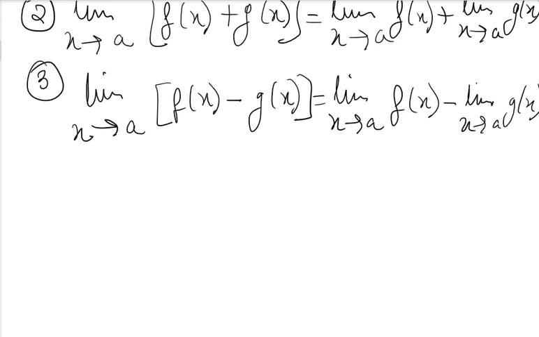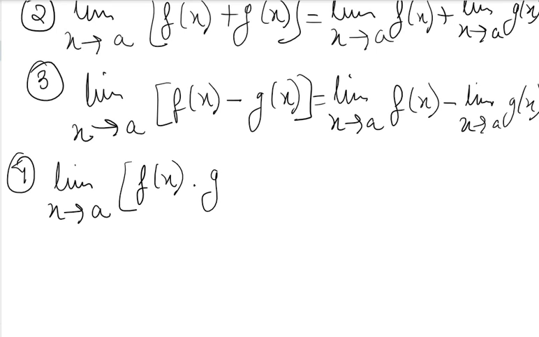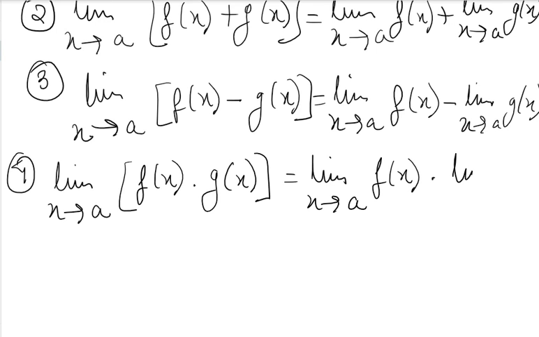Next one, the fourth one: limit x tends to a of f of x dot g of x. Dot means multiplication. So this becomes limit x tends to a f of x dot limit x tends to a g of x. What is happening? The limit is actually getting distributed.